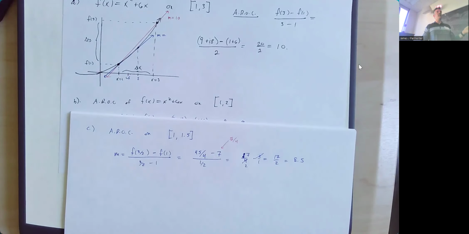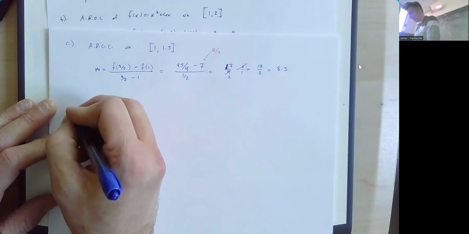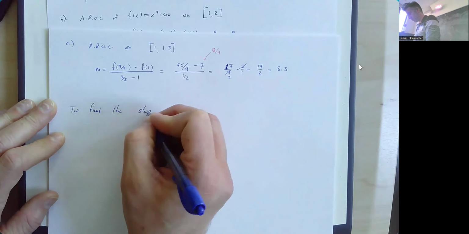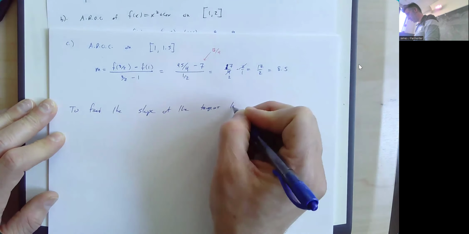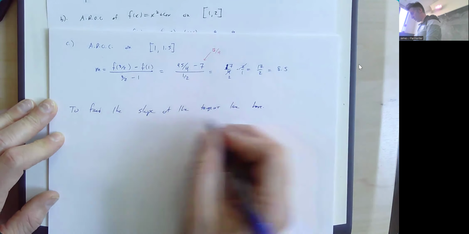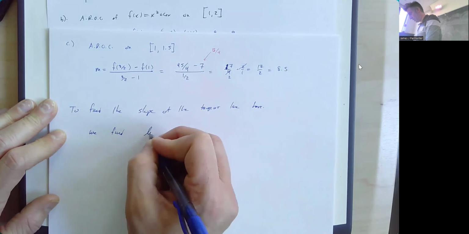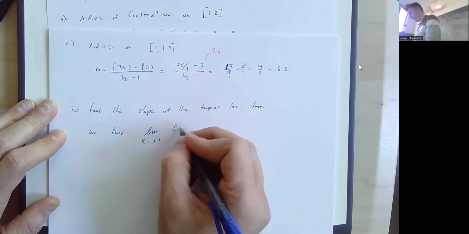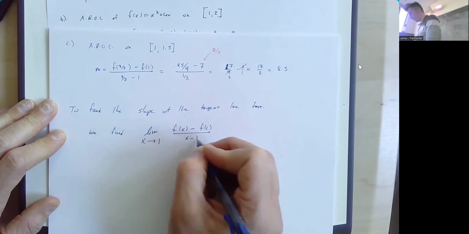So what we're trying to do is find the slope of the tangent line by doing the following. We want to take the limit to find the slope of the tangent line here. We're going to find the limit as x approaches 1 of f of x minus f of 1 over x minus 1.